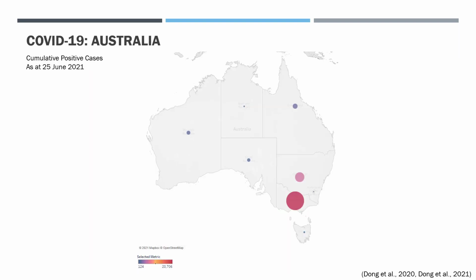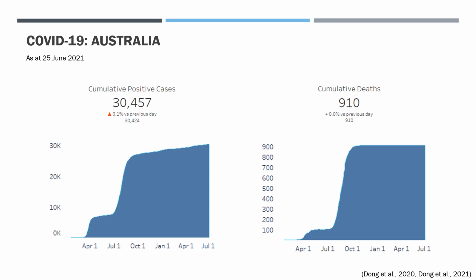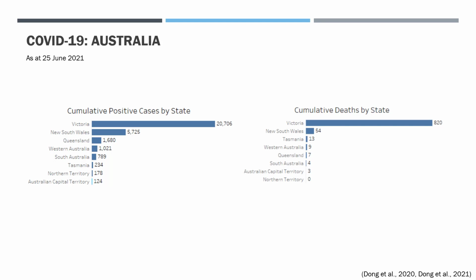While Australia has avoided the major implications of the pandemic due to our island status, we haven't been completely immune. Across Australia, there have been 910 deaths from 30,457 positive cases in Australia at the end of last month. Victoria has taken the brunt of the pandemic in this country so far.